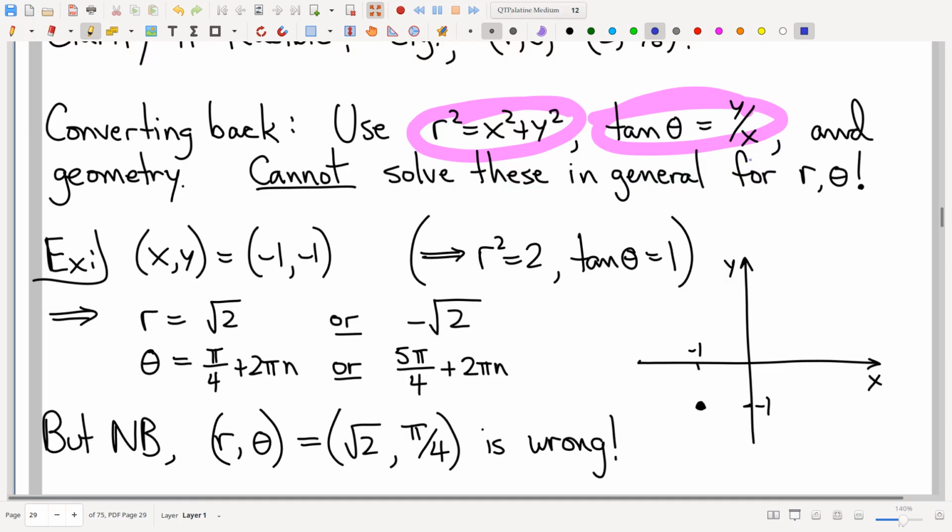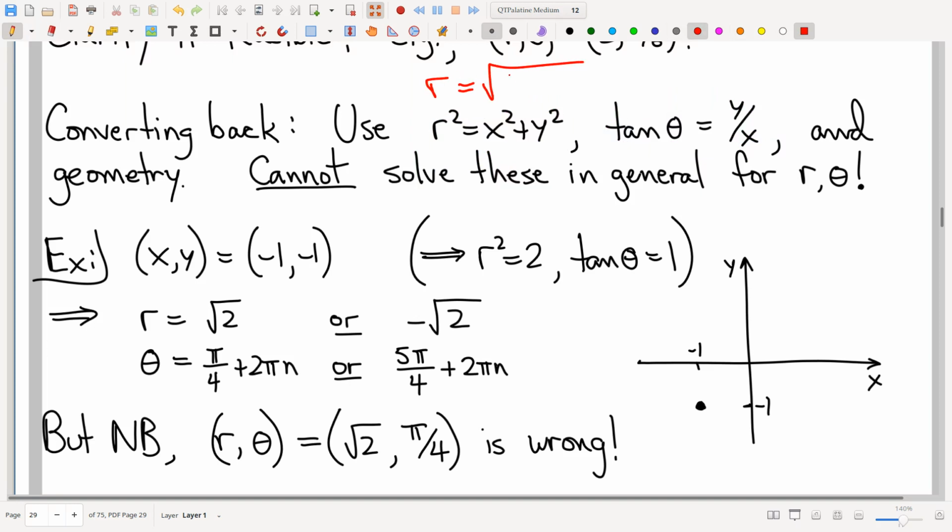Here's the dangerous part. What a lot of students will do is they'll get to this equation right here and they'll say, and I'm going to write this in red, okay, well that means that r is the square root of x squared plus y squared. And that's not true. Subtle, but again, notice what this is saying. This is saying r is positive, which it doesn't have to be.